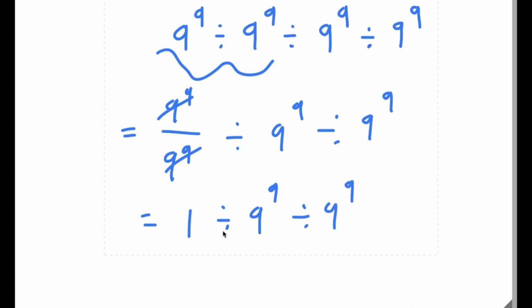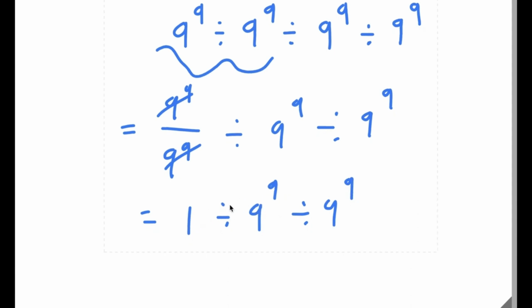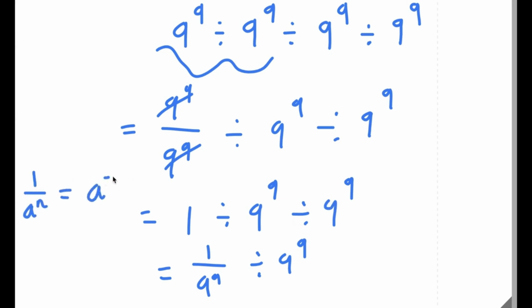Now again, you would have to go in order. So now we're going to do 1 divided by 9 to the power of 9, which is equal to 1 over 9 to the power of 9. Now I have this divided by 9 to the power of 9. If I have something in the form 1 over a to the power of n, this is the same thing as a to the power of negative n. So 1 over 9 to the power of 9 equals 9 to the power of negative 9. Now I have this divided by 9 to the power of 9.